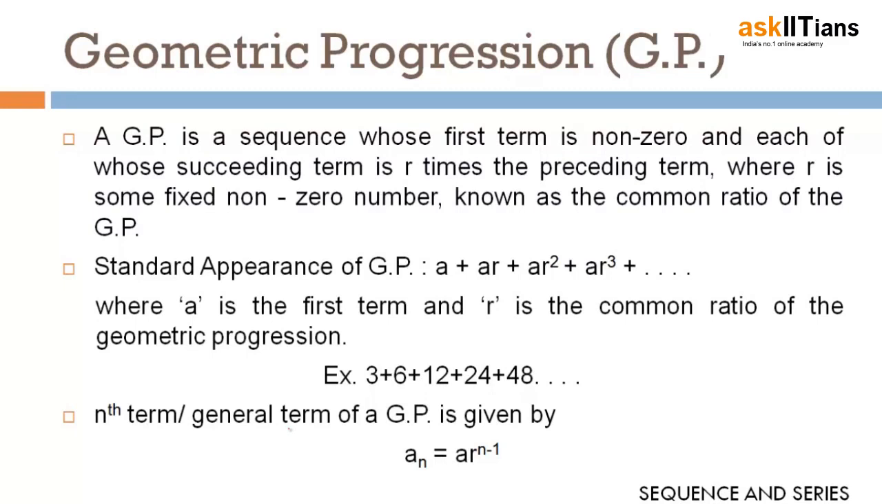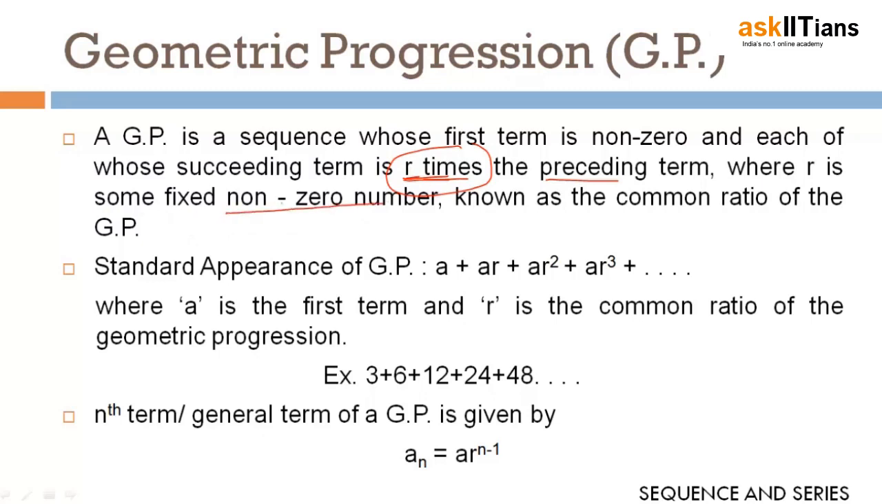As written, a geometric progression is a sequence whose first term is non-zero and each of whose succeeding terms is r times the preceding term. In the AP we talked about a common difference. Here we will see a common ratio. In the AP we were concerned about addition and subtraction. Here, when we make the term r times, we are basically multiplying the preceding term by a constant, where r is some fixed number.